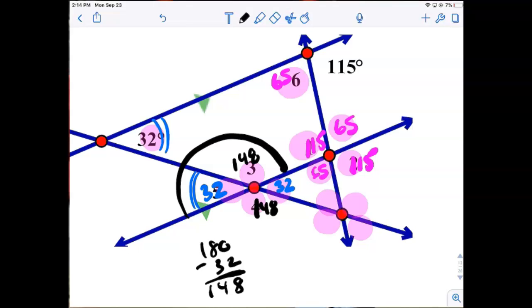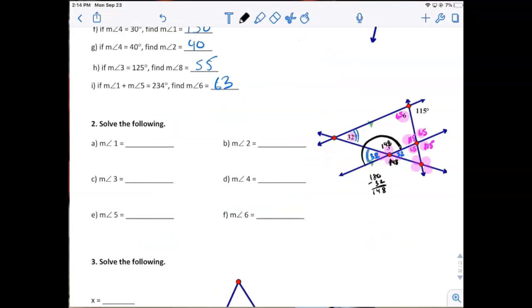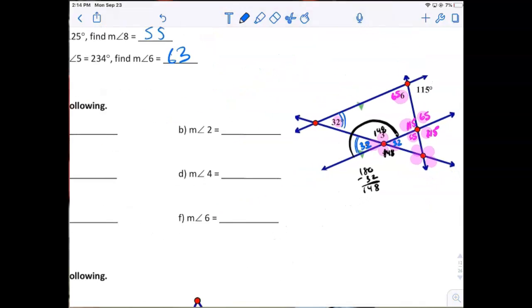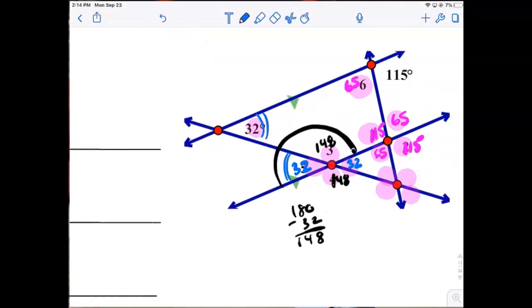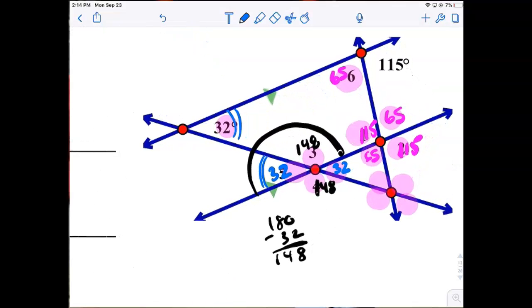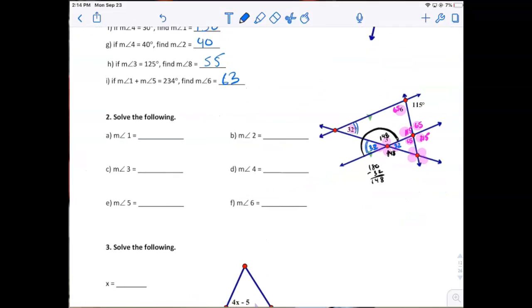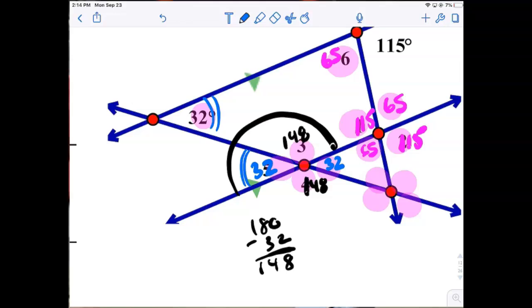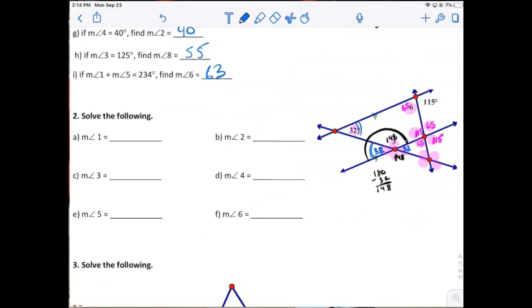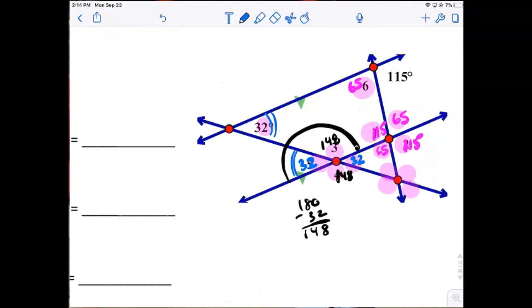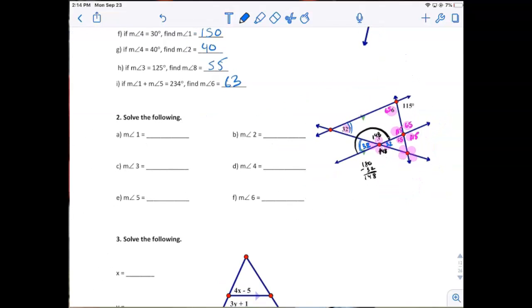I think I have everything that they asked for, so let me go over here and check. Angle 1 is 115, I have that. Angle 2 is 115. Angle 3 is 148. Angle 4 is 148. Angle 5 is 32. And angle 6 is 65. So we have them all figured out.